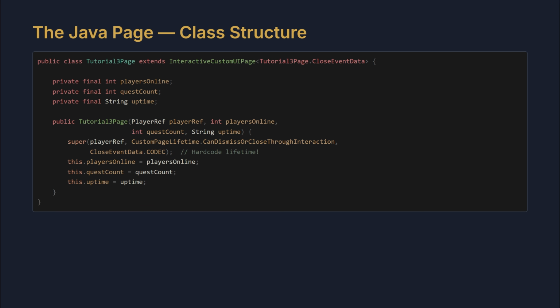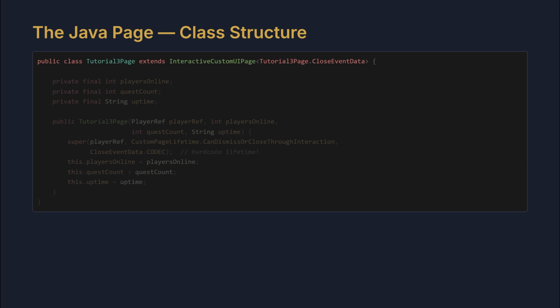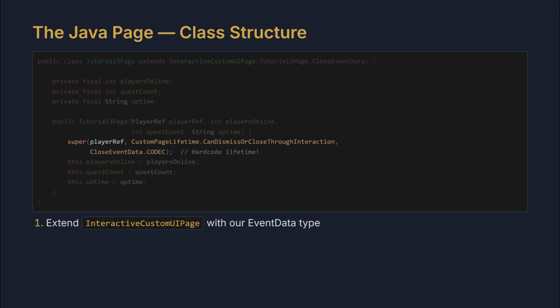So for example, let's take our tutorial 3 page, which extends interactive custom UI page with my custom close event data this time. I will show you that in just a minute. I will define some properties like players online, quest count, and uptime. I will define a constructor just like before and pass in my values, the player ref, the custom page lifetime, and the close event data codec to the super constructor, and define my other properties from the constructor of my tutorial 3 page.